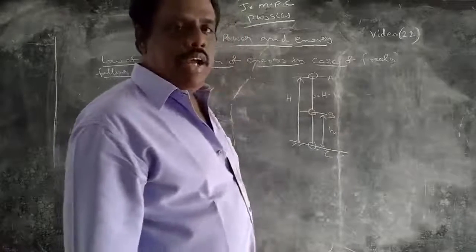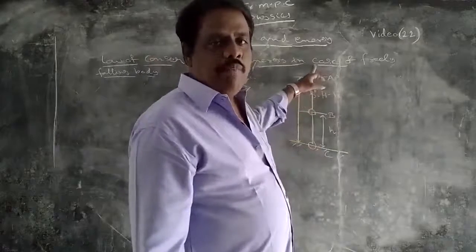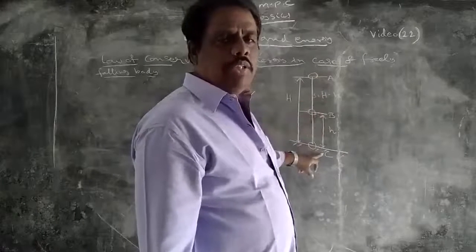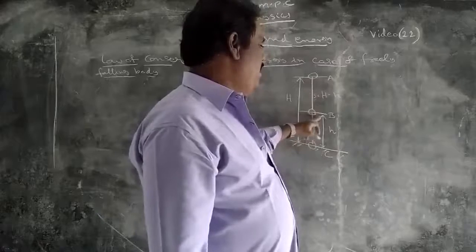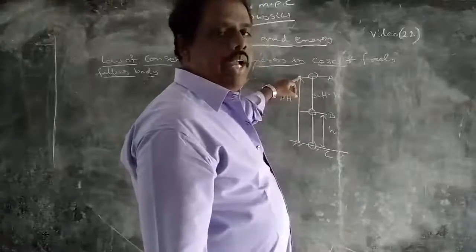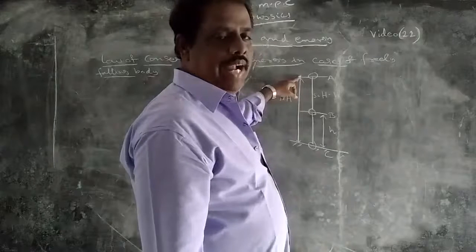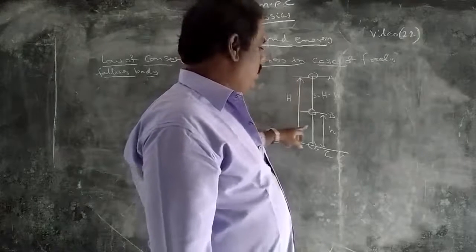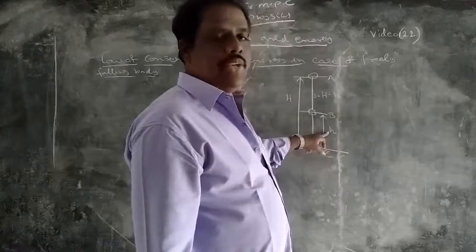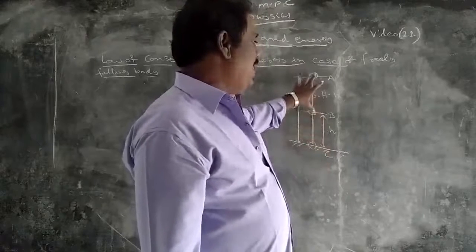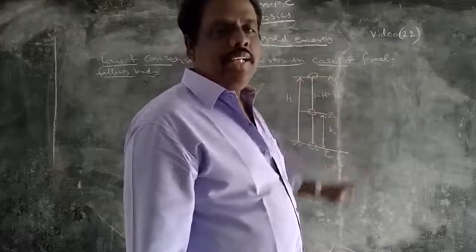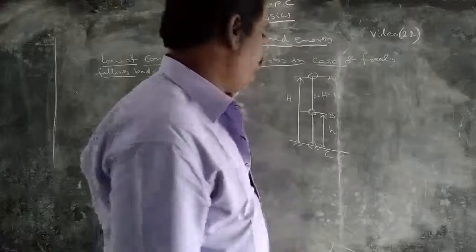Once again, a body falls from a certain height, let us say A, to the ground C. Let us say in the middle there is a point B. The total height from which the body is falling is H. The distance between B and C is small h. Then the distance traveled from A to B by the body is capital H minus small h.